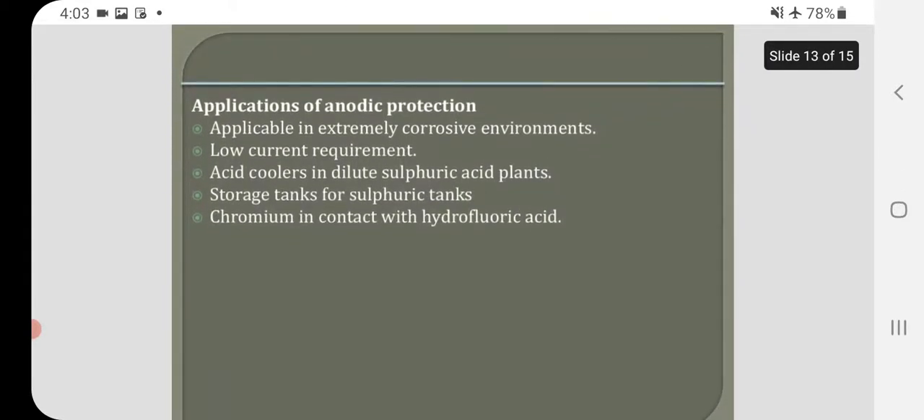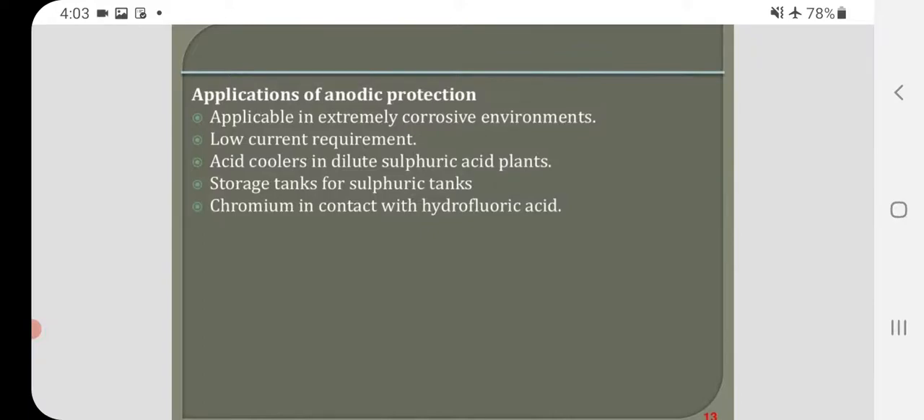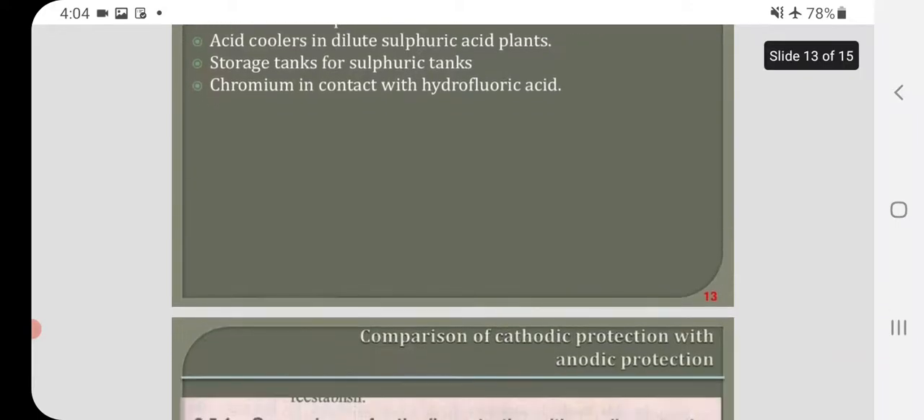Next, application of anodic protection. Applicable in extremely corrosive environments, low current requirements, acid coolers in dilute sulfuric acid plants, storage tanks for sulfuric acid, chromium in contact with hydrofluoric acid.